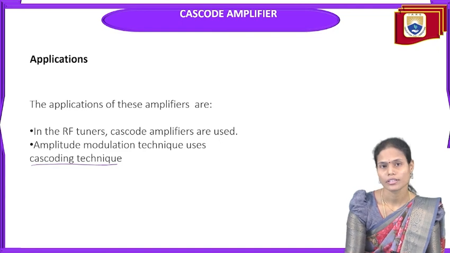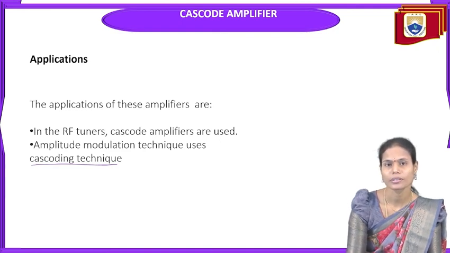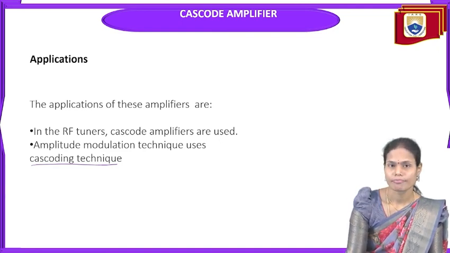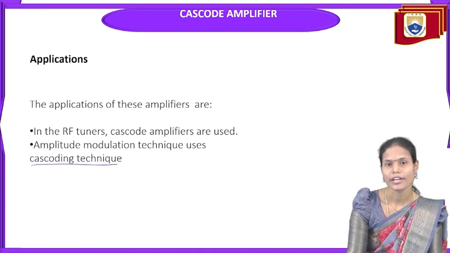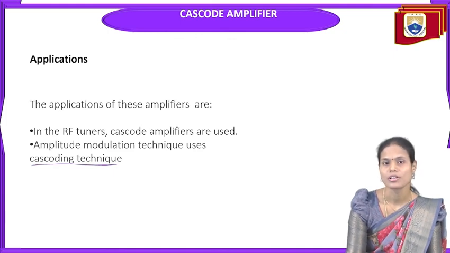Why do we require that particular cascode technique here? If the particular circuit is having high voltage gain only, it is able to perform the modulation or amplitude modulation here. So because of that reason, we are including the cascode amplifier in the amplitude modulation scheme.